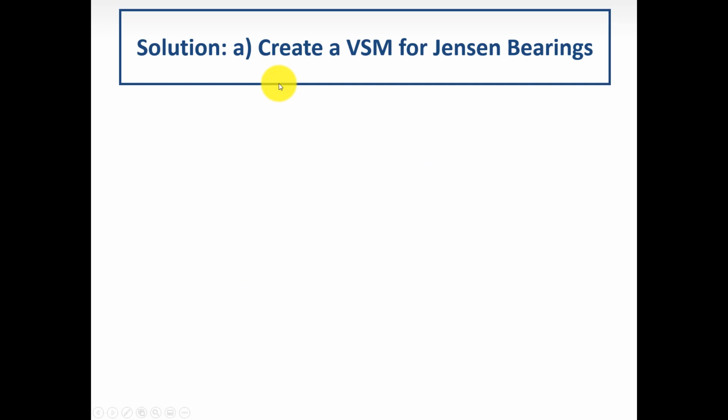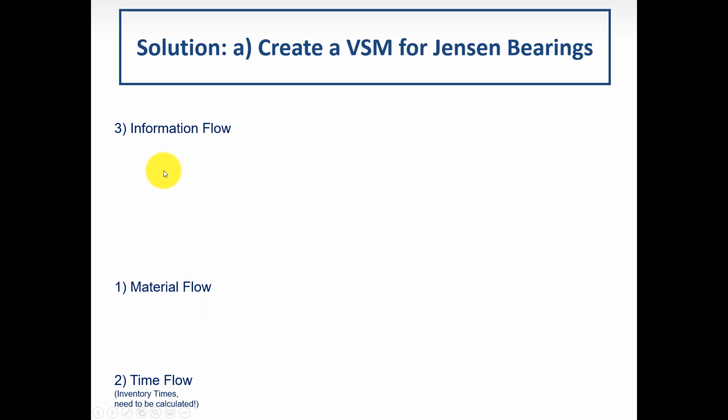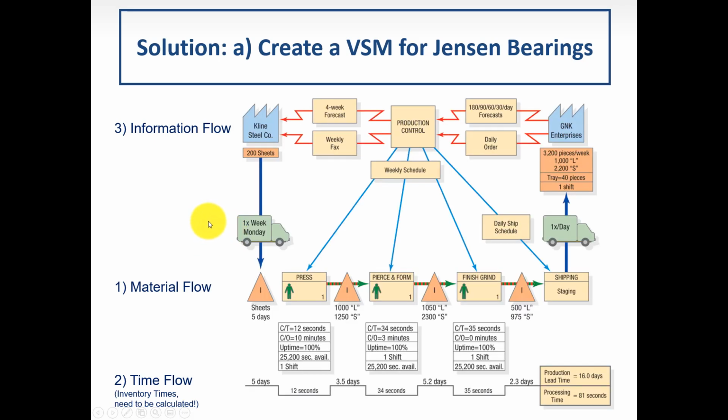Okay, so let us start with the first question. Create a value stream map for Jensen Bearings. My recommendation is to always start with the material flow, then continue with the time flow, and eventually the information flow. When doing that, you should be able to construct something that resembles this. Now, of course, this picture looks very professional and beautiful. In real life, people just draw it, and it is a bit more messy. Sometimes they use post-its, as you might remember from the previous slides. But this is just to have a clean-cut visualization.